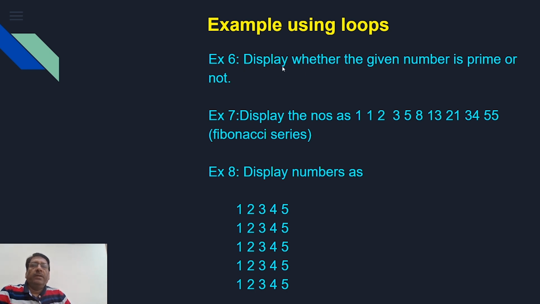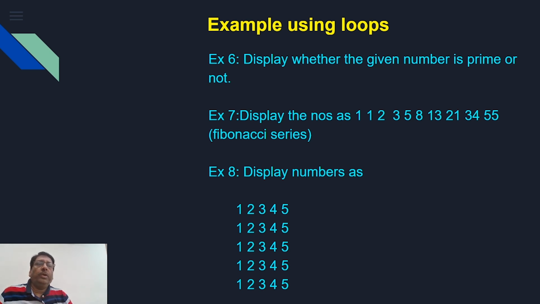Example 6, display whether the given number is prime or not. So what do you want to do over here? You want to accept a number from the user and check whether that given number is a prime number or not. So basically we need to understand what exactly we mean by a prime number. A prime number is a number which is divisible by itself and by 1. That is what we call a prime number.